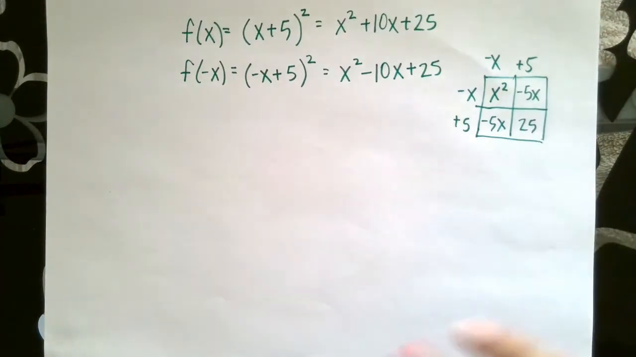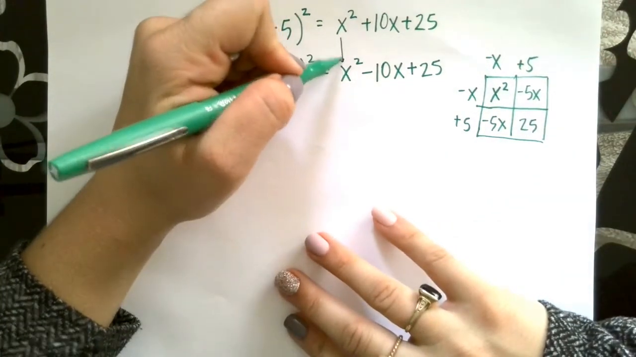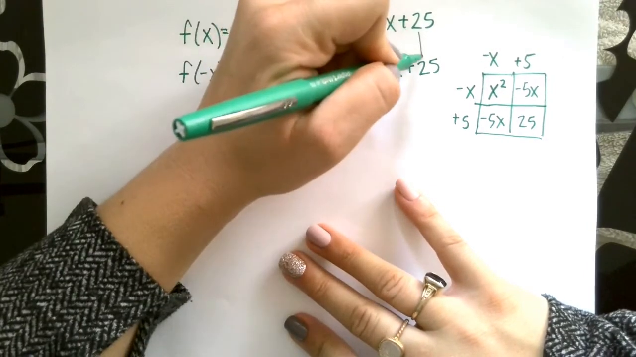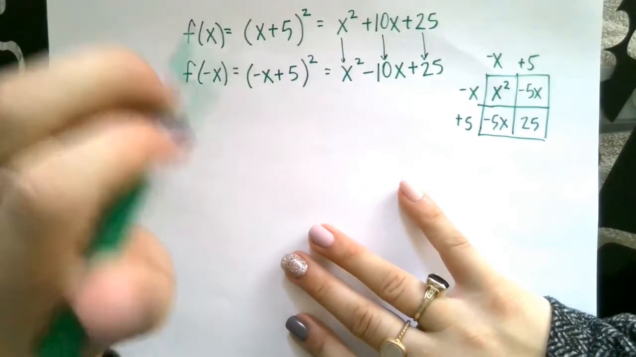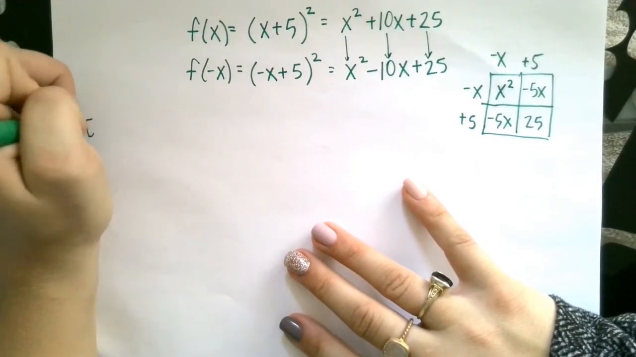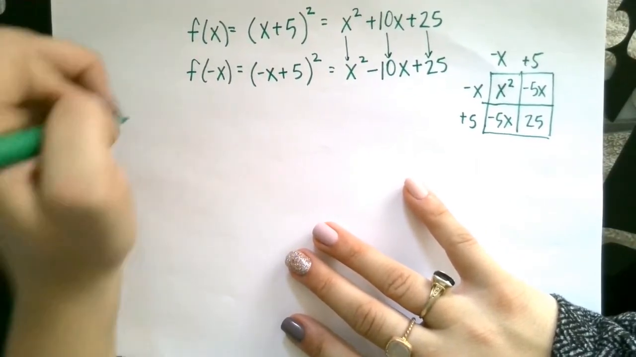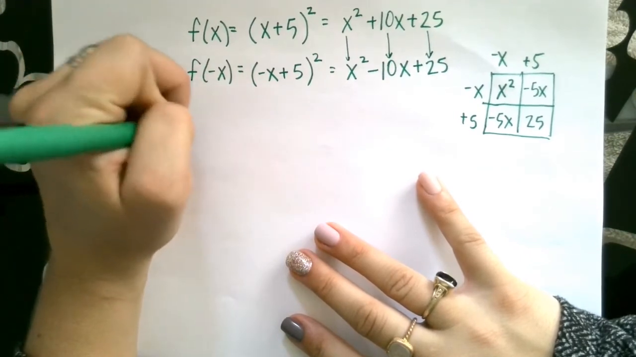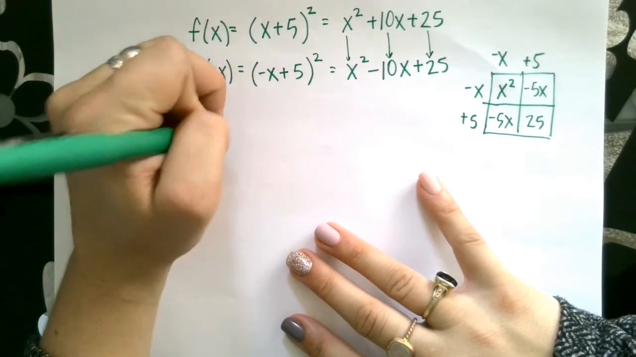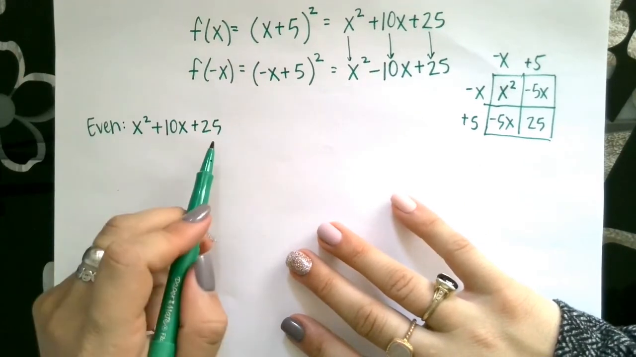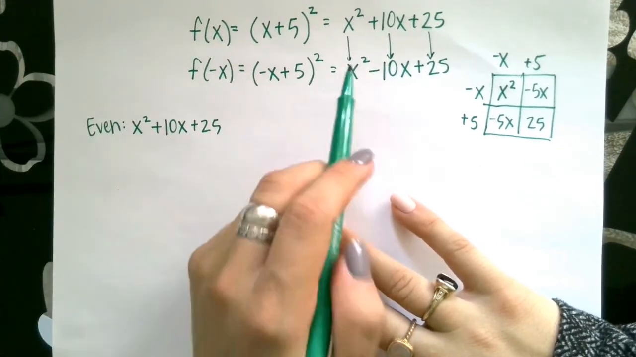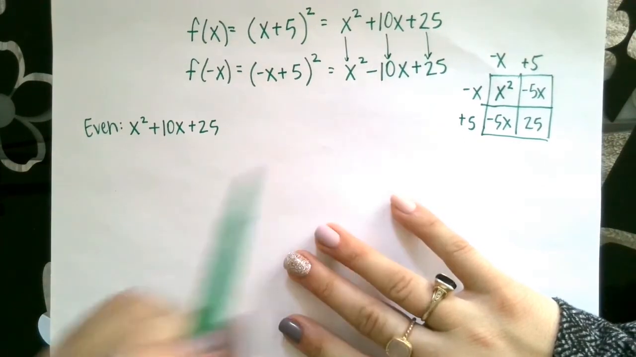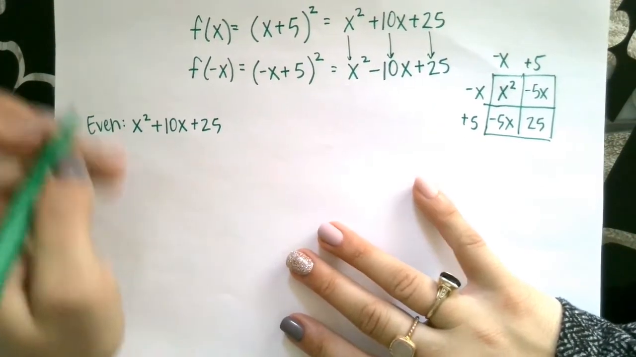So if I look at my signs here, these are the same. This is the opposite, and this is the same. So for this to be an even function, we would have had to end up with the exact same thing of x squared plus 10x plus 25. So we would have had to have same, same, same on our signs. So notice this is a positive, then their opposite, positive, negative, positive. So even, they would have been exactly the same.